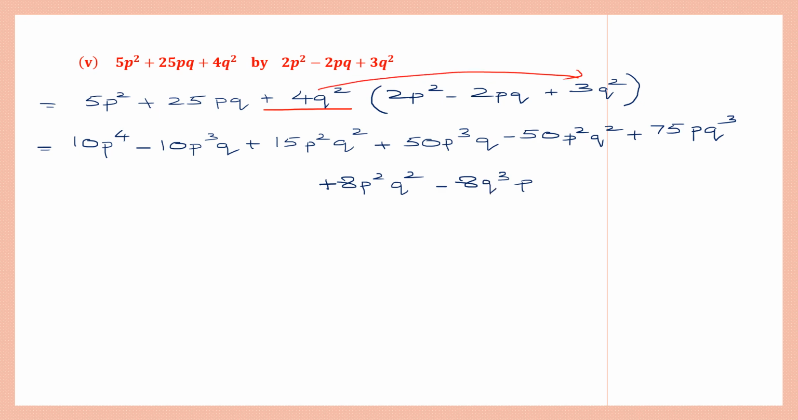Then we multiply with the last term here. So here the sign will be plus. The numbers, 4 3s are 12. Q square into q square is q to the power of 4. So now let's look out for all the like terms.